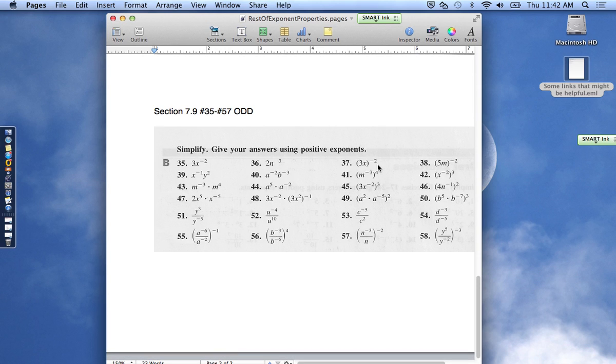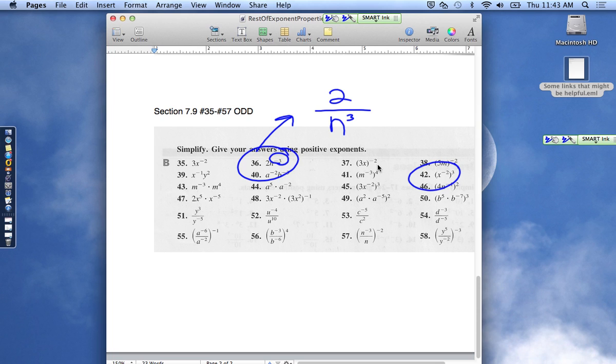And then finally, rewriting so that the exponents are positive. This is pretty simple. A problem like number 36, to rewrite this so that the power on n becomes positive, it would simply be 2 over n raised to the third. So the number 3 itself doesn't change, but by writing it on the other side of the fraction bar, the negative sign goes away.